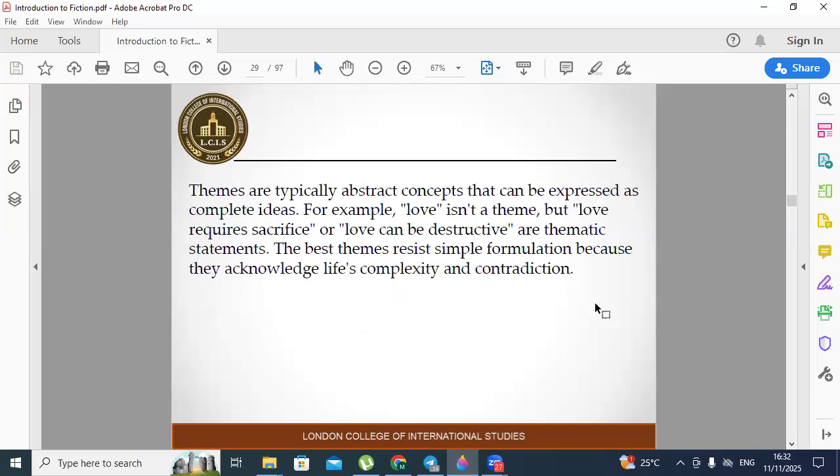Themes are typically abstract concepts that can be expressed as complete ideas. For example, love isn't a theme, but love requires sacrifice, or love can be destructive, are thematic statements. The best themes resist simple formulation because they acknowledge life's complexity and contradiction.